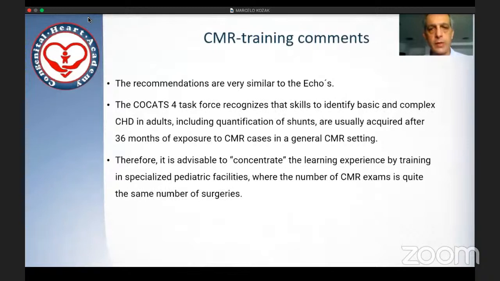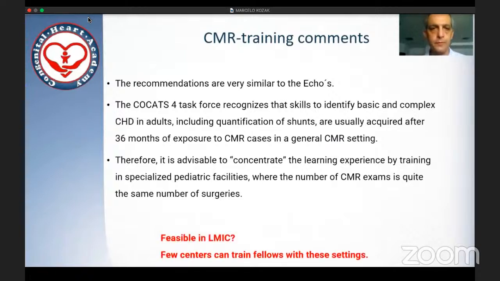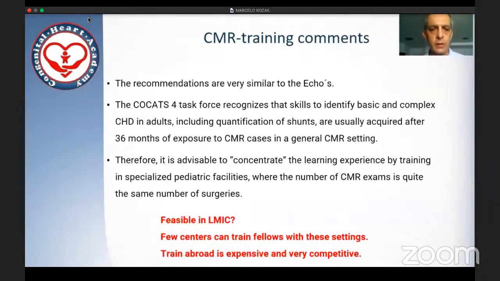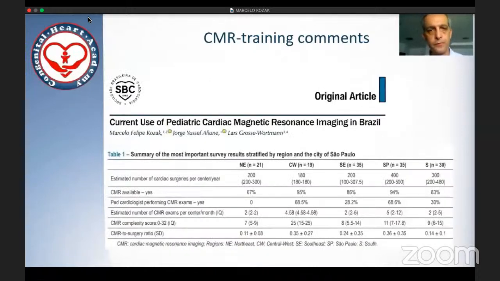The COCAT4 task force recognizes that skills to identify basic and complex congenital heart disease in adults are usually acquired after 36 months of exposure to CMR cases in a general CMR setting. Therefore, it's advisable to concentrate the learning experience by training in specialized pediatric facilities where the number of CMR exams is quite the same as the number of surgeries. Is that feasible in LMIC? Well, few centers can train fellows with these settings. Training abroad is expensive and very competitive.